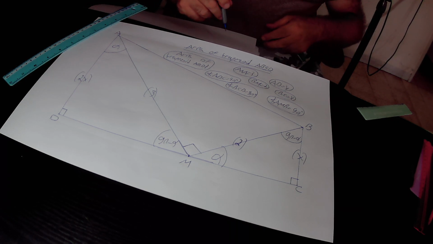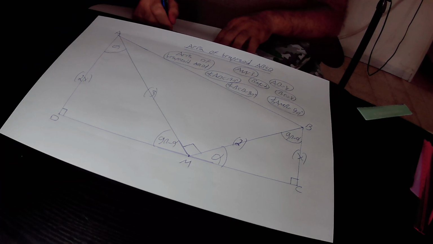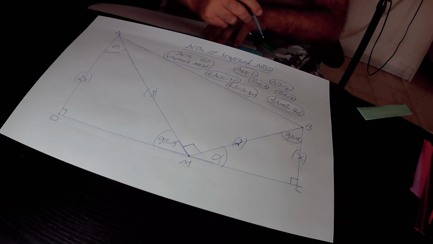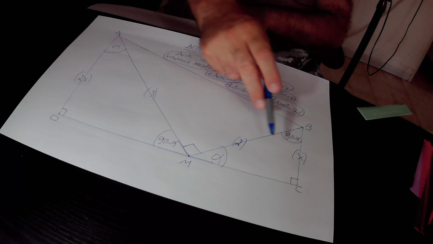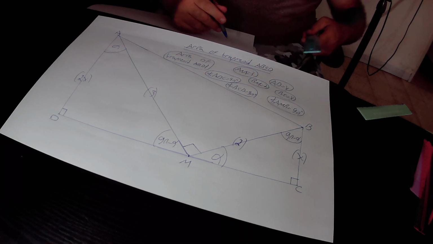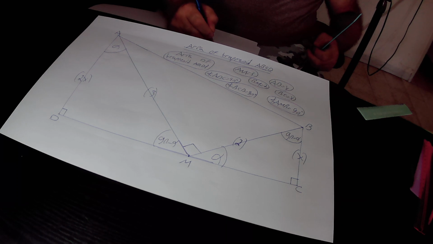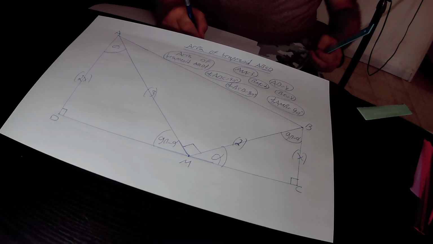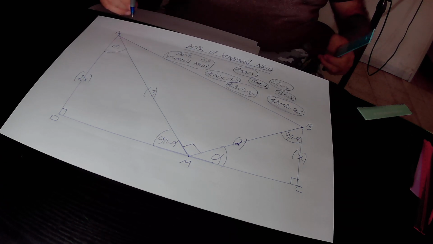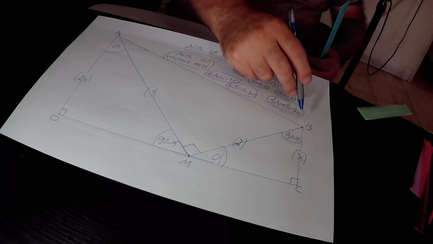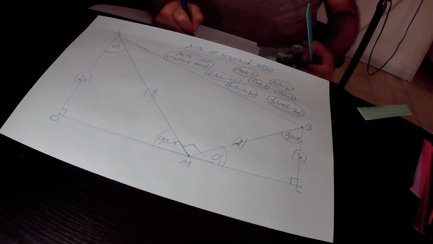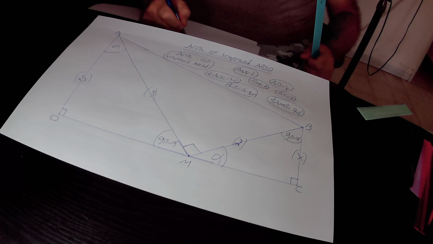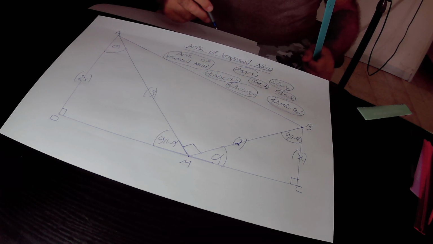AD is 2x over MC. MC is the missing side, so we leave it as it is. And it is equal to DM over... DM is the missing side, so we leave it as it is. Over BC. BC is x. And it is equal to AM. AM is 3, according to what is given in the question. Over BM. BM is 2, also according to what is given in the question.